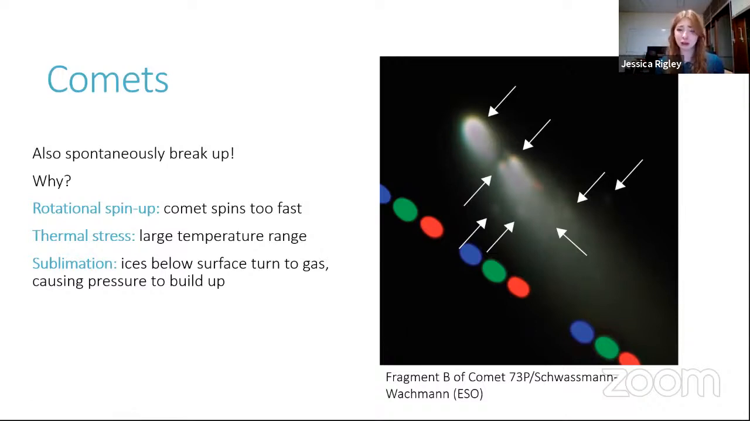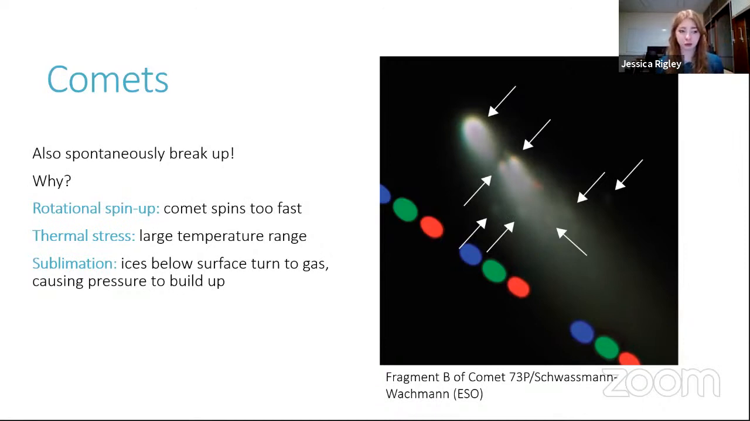And we're not really sure why this happens. We have a few ideas. One possibility is rotational spin-up. As a comet's hurtling through space, it's going to be spinning around. And let's say it has lots of ice on one side, which is then sublimating, so it's spewing out lots of material from one side. This can then cause the comet to spin faster and faster and faster as it exerts a torque. And if the comet spins so fast, it could just spontaneously break up.